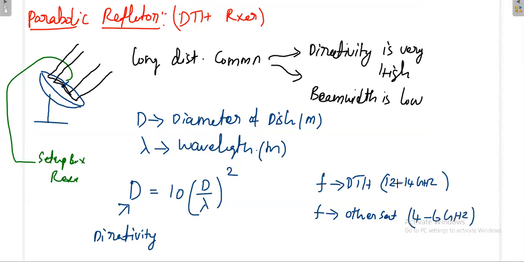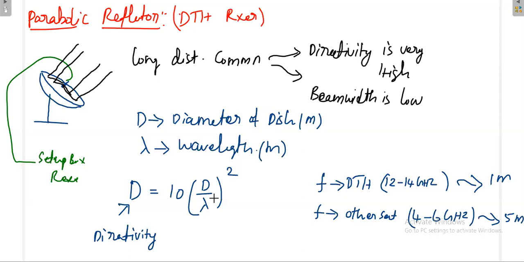Take some middle frequency; once you take a frequency, you will get the wavelength. Then you know the approximate diameter of the dish. For DTH it is roughly around 1 meter or 120 centimeters. For other satellite communication, the diameter could be around 5 meters, something like that. Then you just substitute the values in this formula. What is the directivity that you are getting?